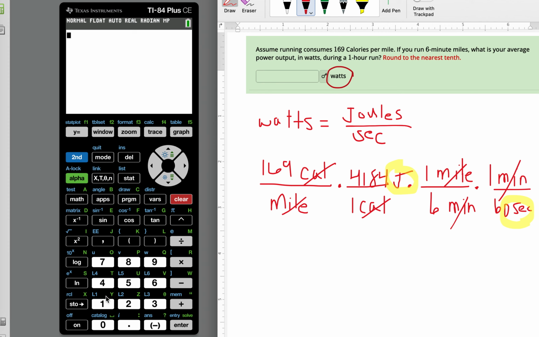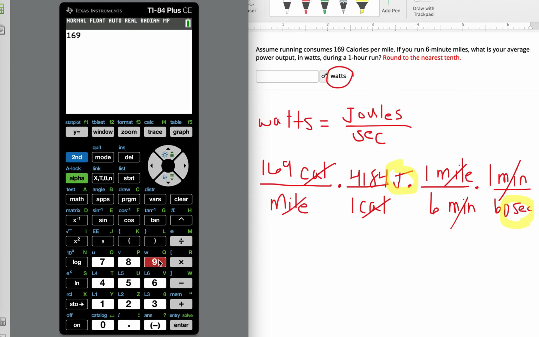So I have 169 times 4184 times 1, but we don't really need to put that in. And then I'm going to divide by whatever I get when I take 6 times 60. So I'm going to take our previous answer from the top and divide by 6 times 60. That's what's on the bottom.